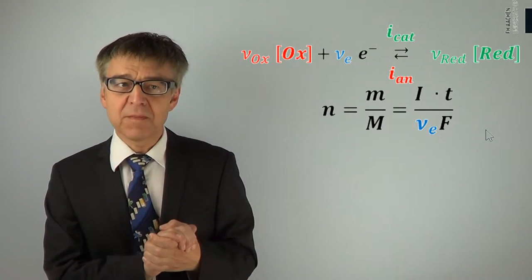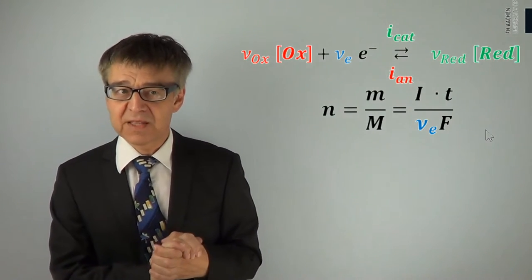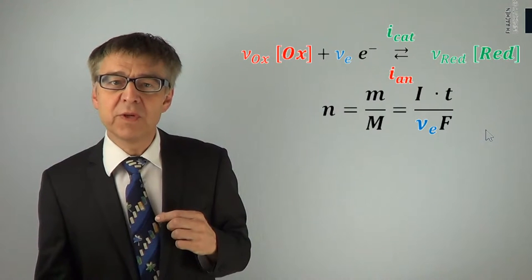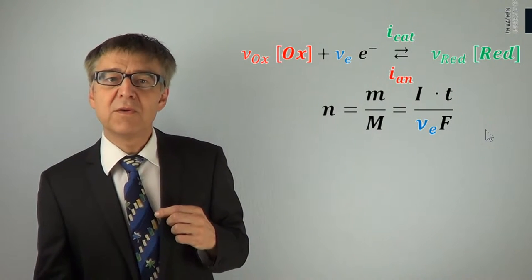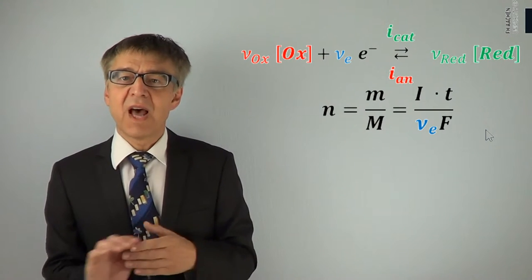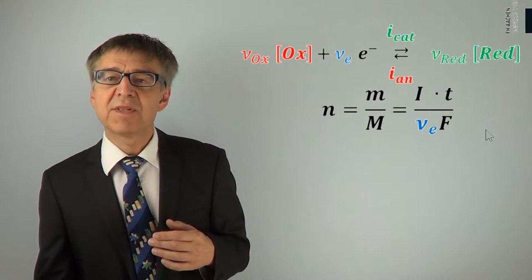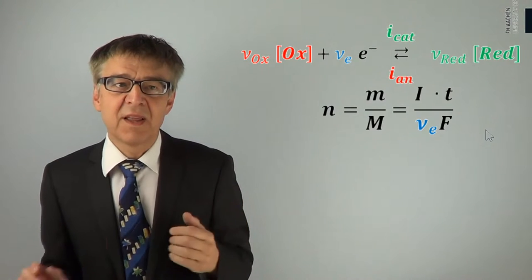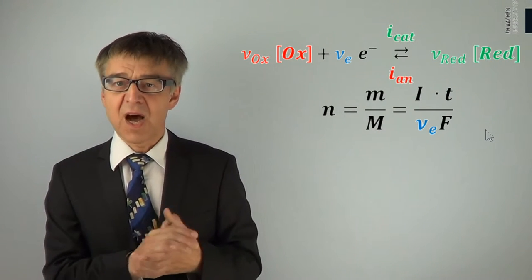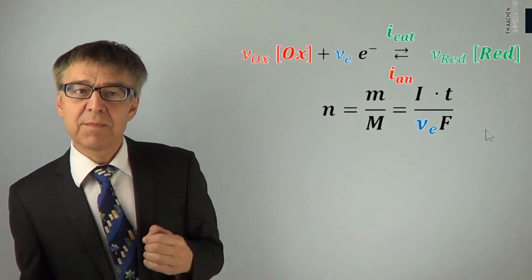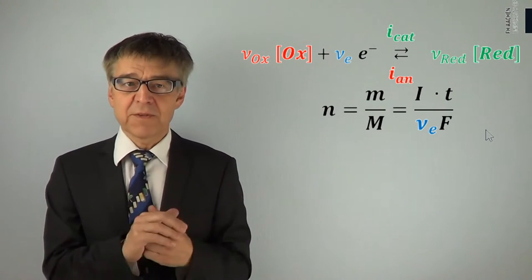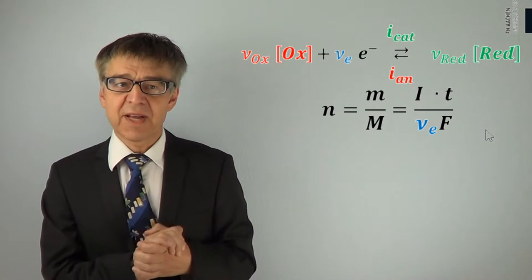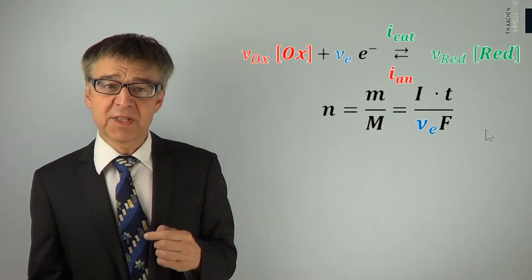As for any other reaction, the laws of stoichiometry hold for electron transfer reactions. In particular, we need the stoichiometric number nu of the electrons. Nu sub e electrons have a charge of nu sub e times F, F being the Faraday constant. Correspondingly, the ratio of the current flowing, I times t, and nu sub e times F is the amount of substance n which is deposited on the electrodes or dissolves. This is Faraday's law, which applies to both electrolytic and galvanic cells.